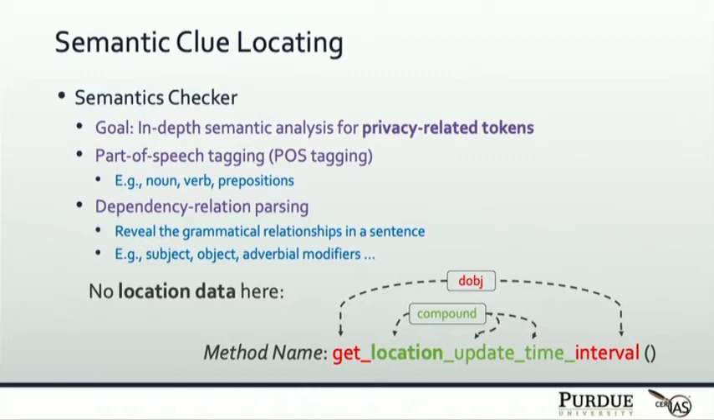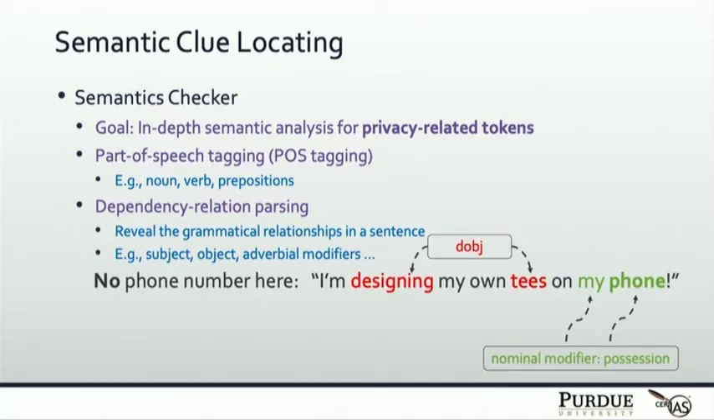So the main subject of this term is to get the time interval, which is indicated by the direct object relation between the terms get and interval. So this method does not indicate any existence of location data. Taking another example, the keyword phone here only holds a possession nominal modifier relation with the term my. The direct object relation here is between design and T. So this short term indicates that the phone is not actually describing someone's phone number here.